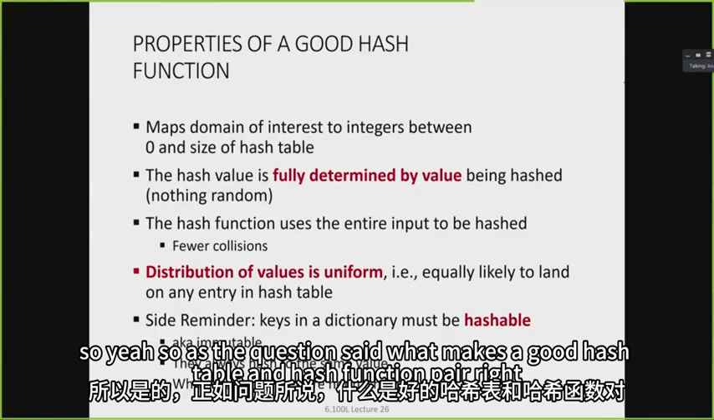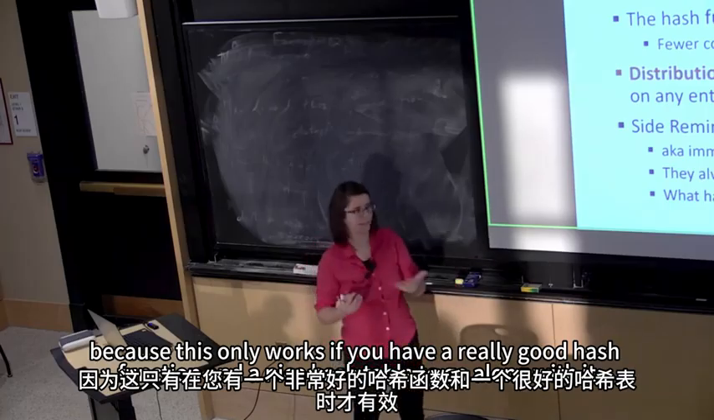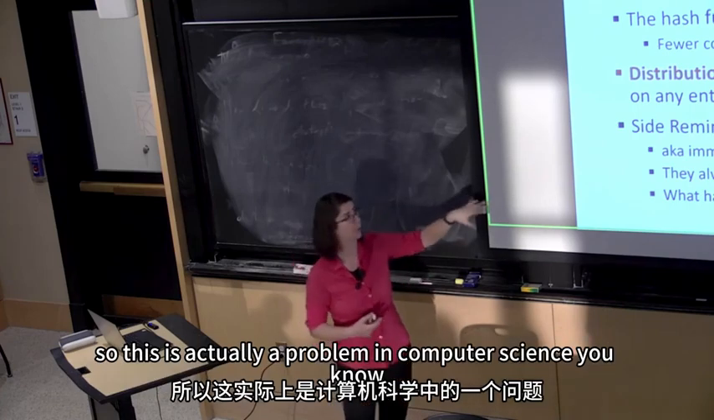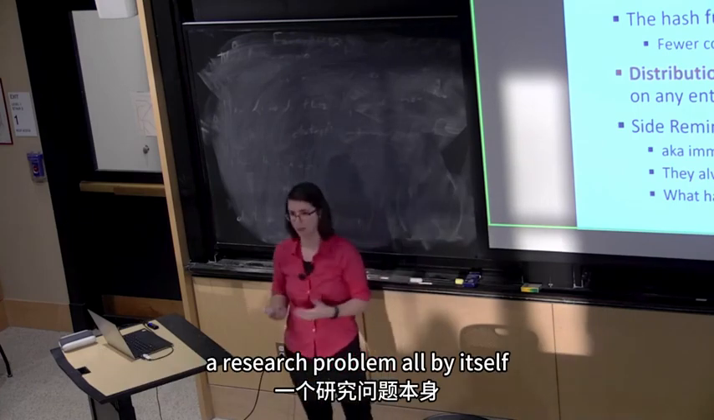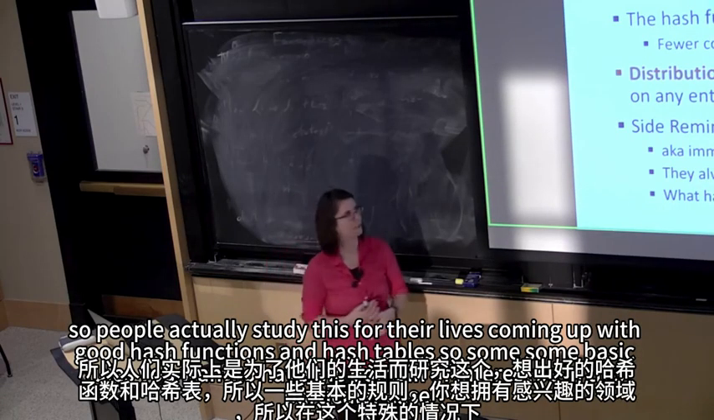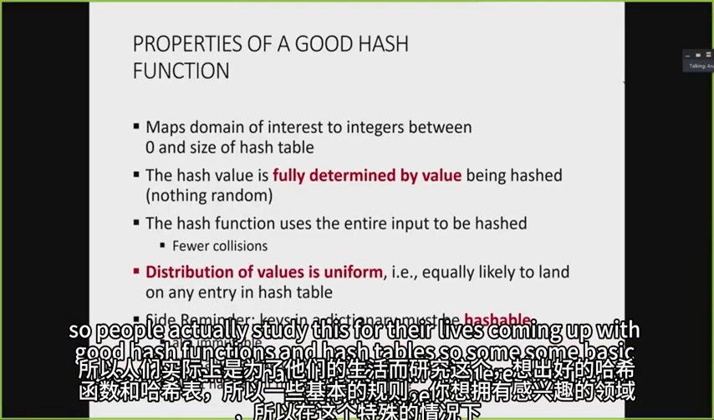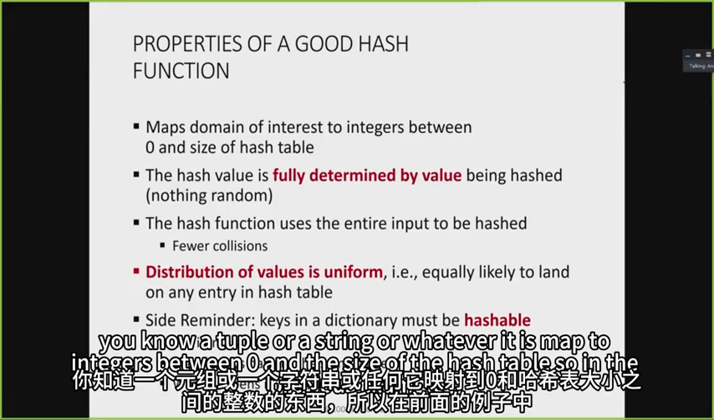So, as the question said, what makes a good hash table and hash function pair, right? Because this only works if you have a really good hash function and a nice hash table to go along with it. So this is actually a problem in computer science, a research problem all by itself. People actually study this for their lives, coming up with good hash functions and hash tables. So some base rules: you want the domain of interest, in this particular case a tuple or a string or whatever it is, to map to integers between 0 and the size of the hash table.